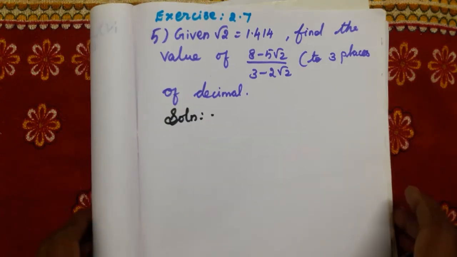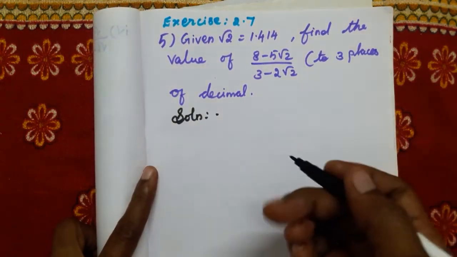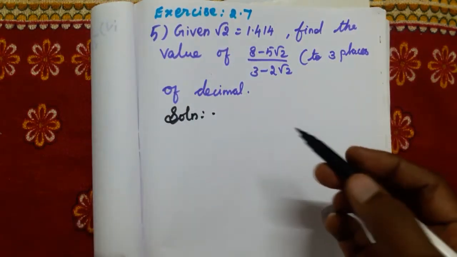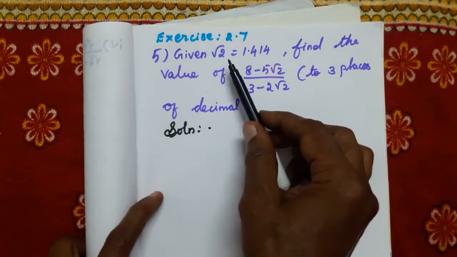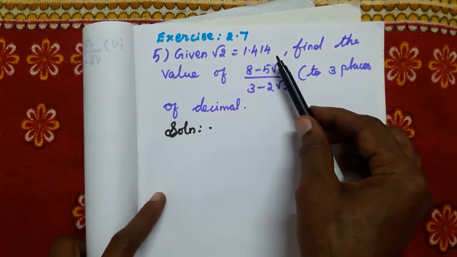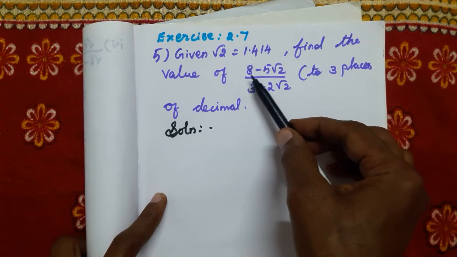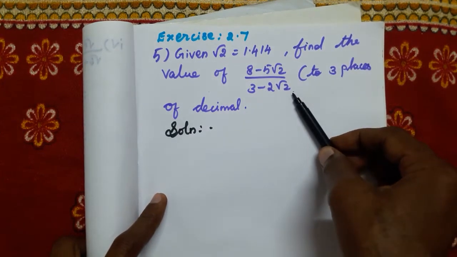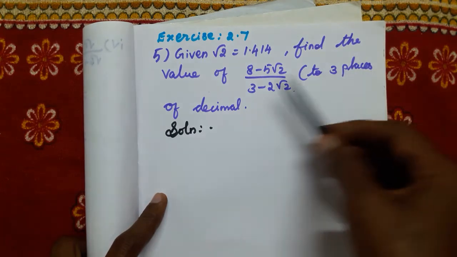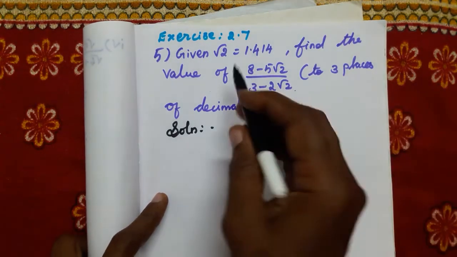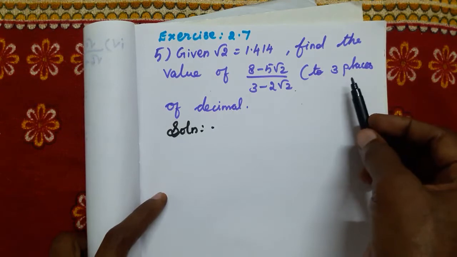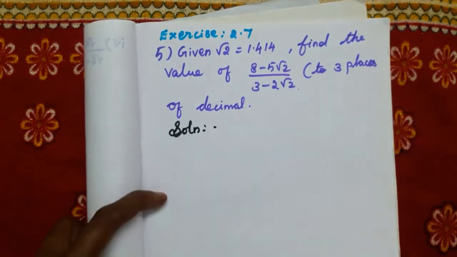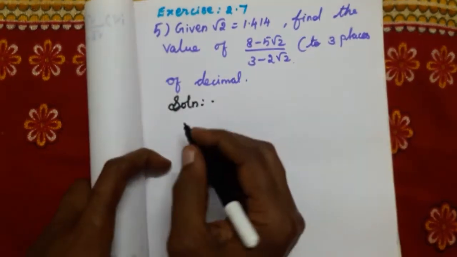Now, I am going to explain exercise 2.7, fifth problem. Given root 2 is equal to 1.414, find the value of 8 minus 5 root 2 by 3 minus 2 root 2 to 3 places of decimal. What value? Root 2 value is given. We have to find out the answer with 3 places of decimal.